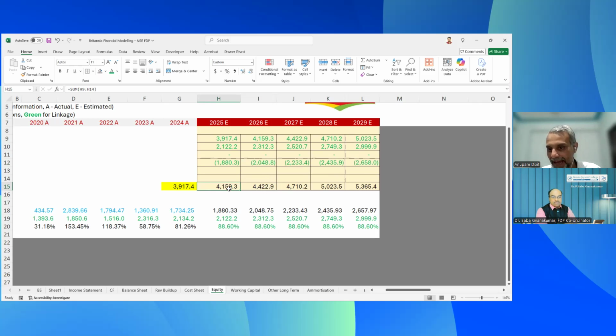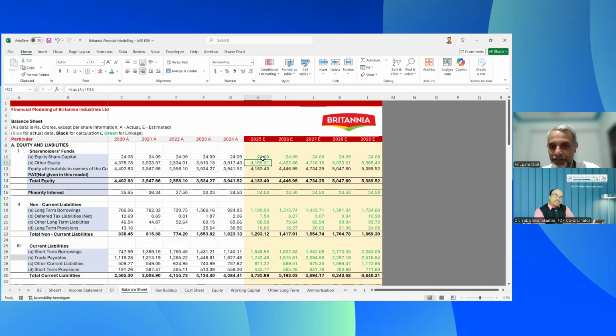Now, these values are taken back again into our balance sheet, right? So in our balance sheet, these values are linked to the equity sheet that we have worked on. So our balance sheet has now started getting built up. We start first with the equity sheet, and then we will move to the working capital sheet.